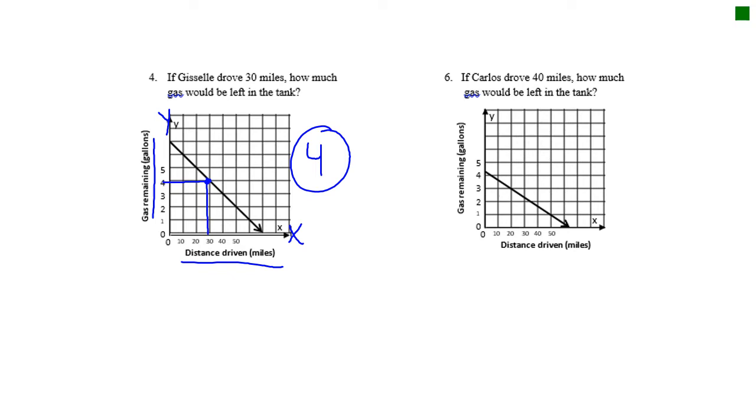Alright, number 6. If Carmen drove 40 miles, how much gas will be left in the tank? Again, miles are at the bottom. That means that here's 40. Here's my line. So that's about going to be 1.5 gallons of gas. Pretty easy, right? All you have to do is understand the graph, read it, get the answer. We're not really doing any math in this one. All right, next, number 7.